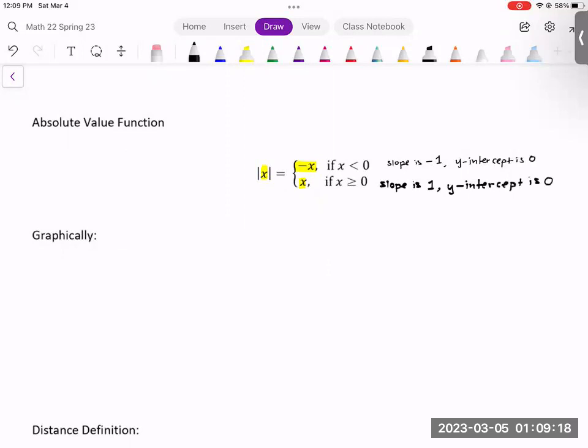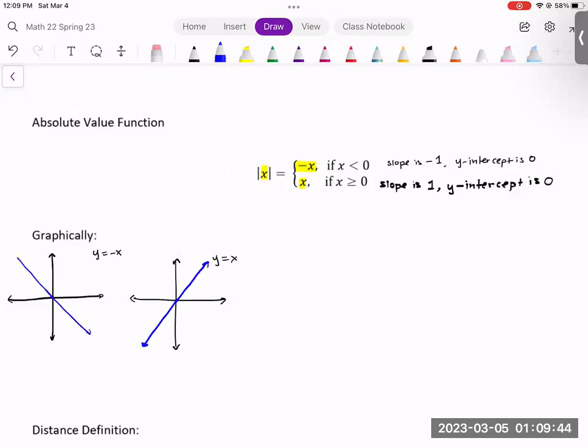If we want to draw these, it can be helpful to start with graphs of y equals negative x and y equals x, and then just put them together. So we've got y equals x, slope 1 with a y-intercept of 0, and y equals negative x, slope -1 with a y-intercept of (0, 0).